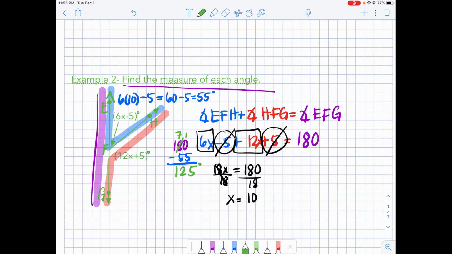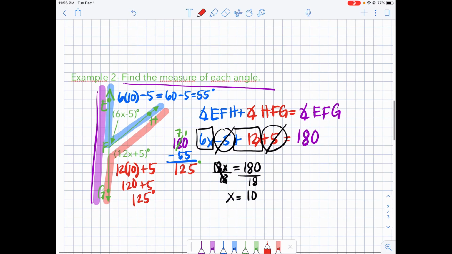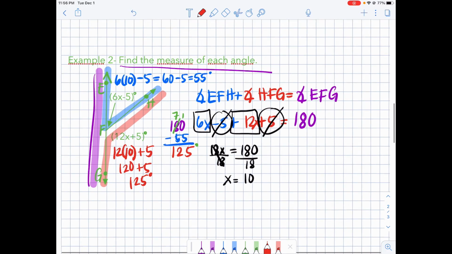Once again, if I simply plug the information into the problem that I was looking for, I'm going to go ahead and say 12 times 10 plus 5, and 12 times 10, that's 120. 12 times 10 is 120 plus 5, and that does equal 125. So yes, that is correct. All right, let's go ahead and move on to the next example.